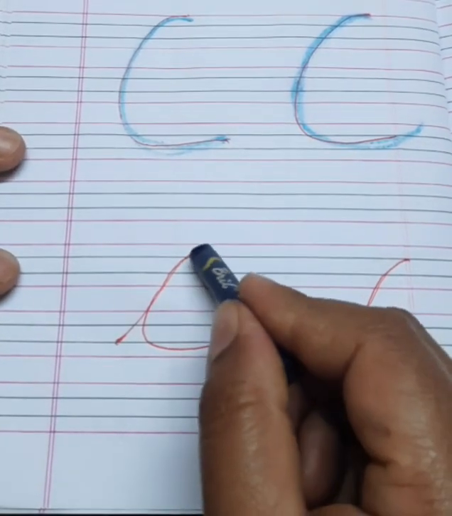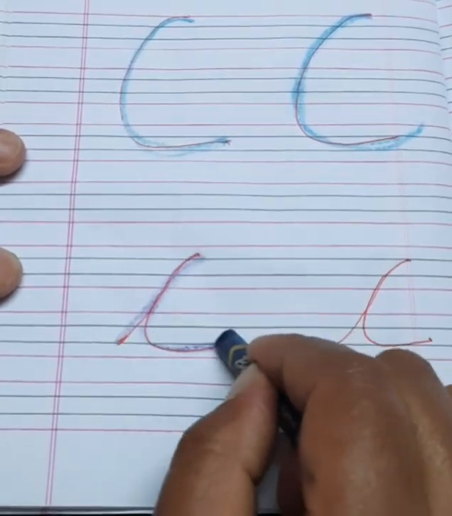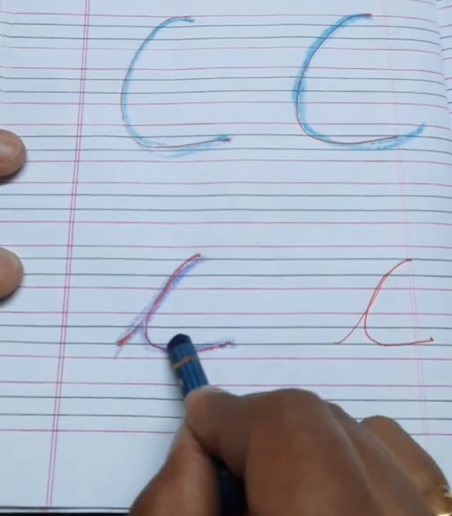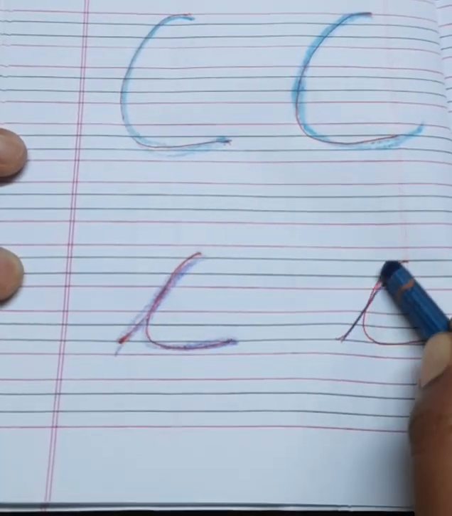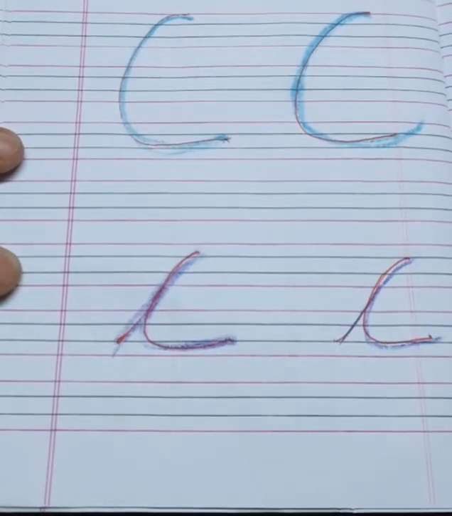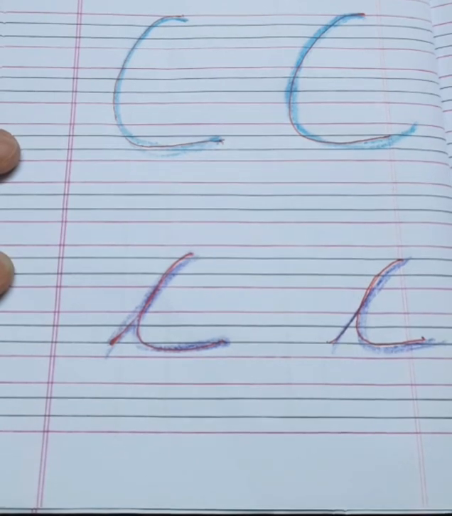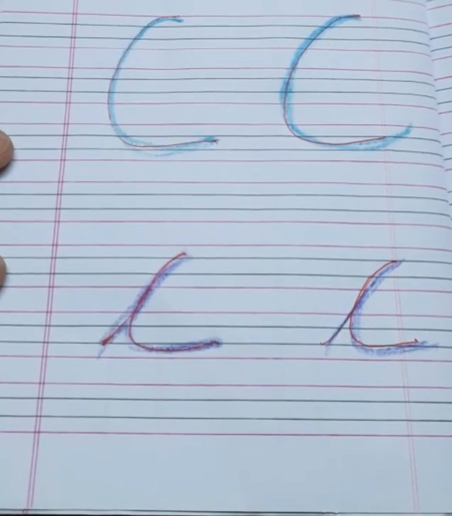Shall we trace? Yes. See here, from here go up and come down. From down, go up, come back with the same line. Right? Yes. Okay. This is like this. You are going to trace, children. Now again I'll show you how to write.